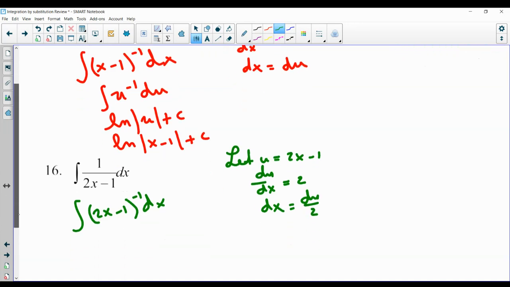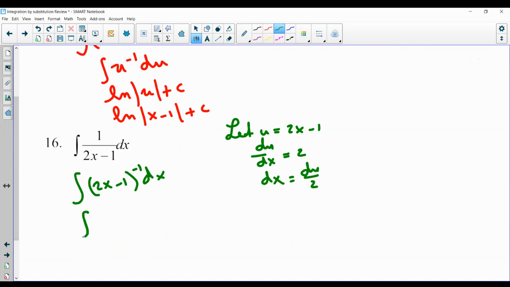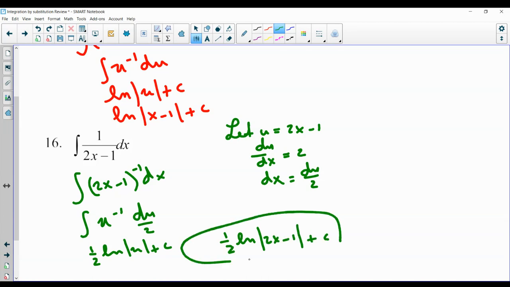So when I integrate that, it's now u to the negative 1, and this is du over 2. So I have this 1/2. You see I'm off by the reciprocal of that coefficient. So this is going to be 1/2 ln of the absolute value of u plus c, and then I just got to put it back in. So 1/2 ln of the absolute value of 2x minus 1 plus c. So that's my final answer. Whoa. Okay. All right. Moving on.